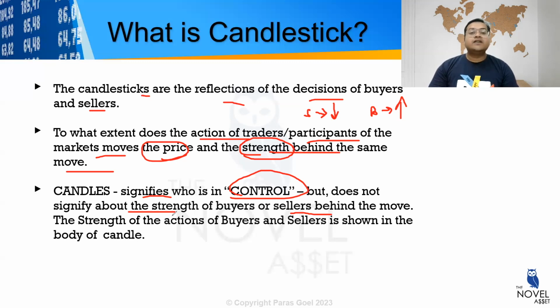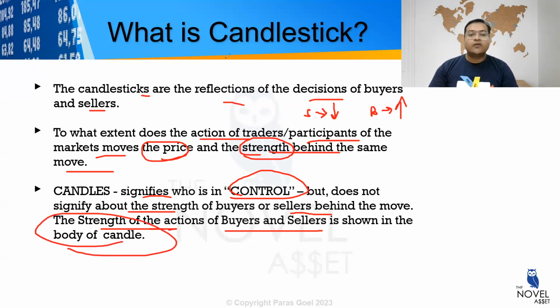But it does not signify the real strength of the buyers and sellers. For that, we have to understand the whole price action. The candlestick will make you understand the current emotion of the market. If I interpret a single candlestick, it will show me a different thing. But if I understand a bundle of candlesticks, only then will I be able to understand the strength of the market, whether the buyers or the sellers are in strength. Majorly, the strength of the actions of the buyers and sellers is shown in the body of the candle.